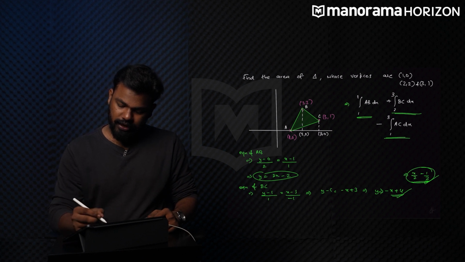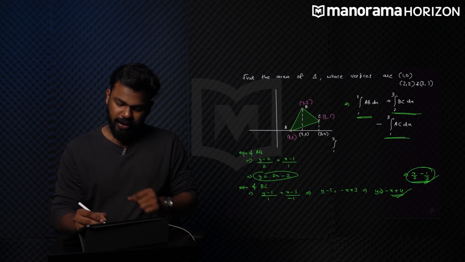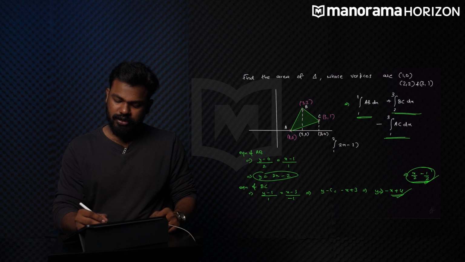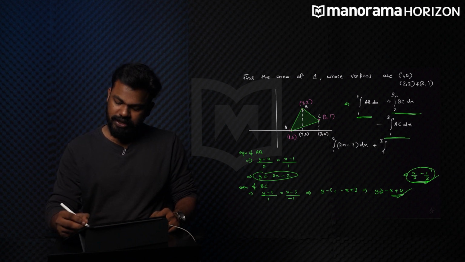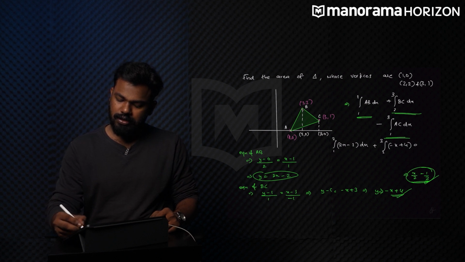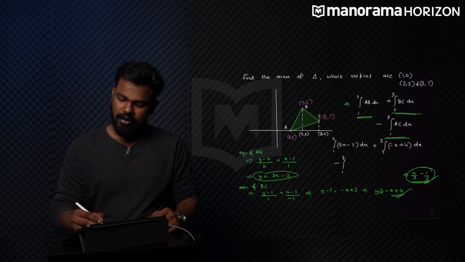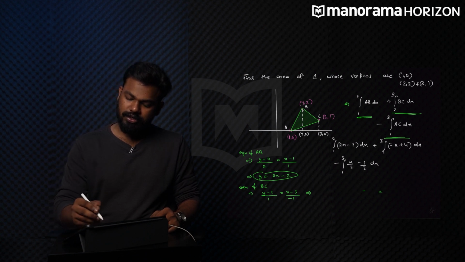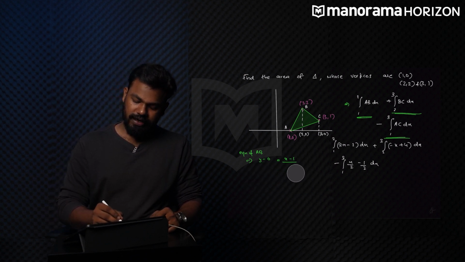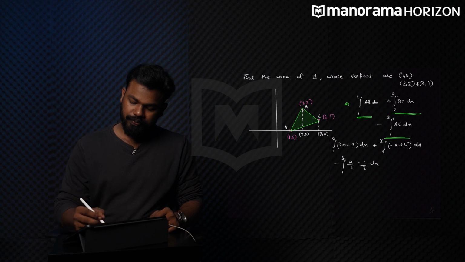So you have over here 1 to 2 AB. What is AB? 2x minus 2. So 2x minus 2 dx plus 2 to 3 BC. What is BC equation? Minus x plus 4. So minus x plus 4 dx minus 1 to 3 AC. What is AC? X by 2 minus 1 by 2 dx. So using all that, final calculation, do it and you will be getting the entire area of this triangle.